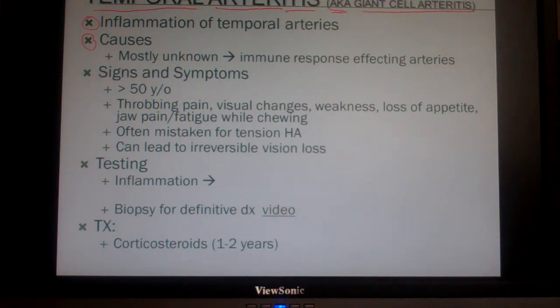Well, why out of all of your arteries does this one seem to make a difference? Well, we'll get to that in a second, but what's the cause of it? Most of the time, we really don't know, okay? Again, what do we call that? Idiopathic, right? Because we are idiots. We don't know. We think that it's an immune response, okay? That's the leading theory out there, that you have an immune response that affects these arteries and causes them to swell up.